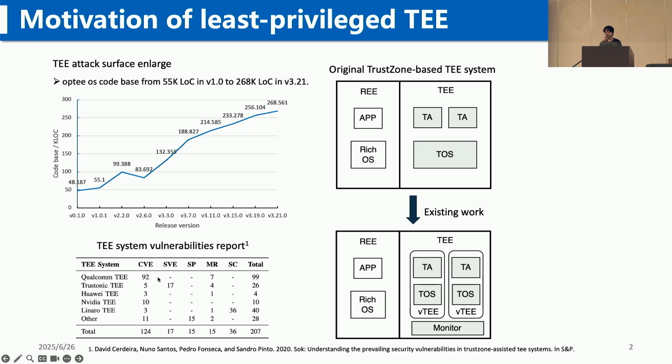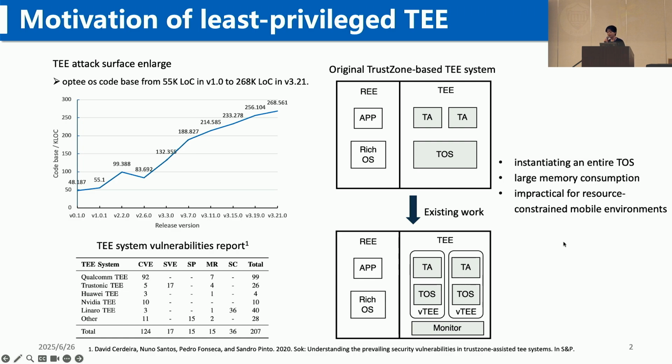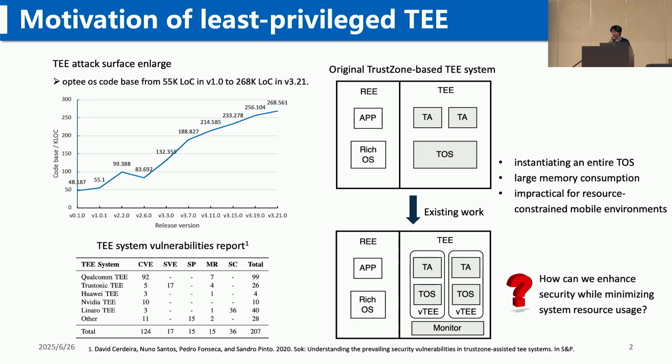Existing solutions improved security by running a full TOS for each TA, but it's too heavy for resource-limited mobile devices. So the key question is, how can we enhance security while keeping the system lightweight?